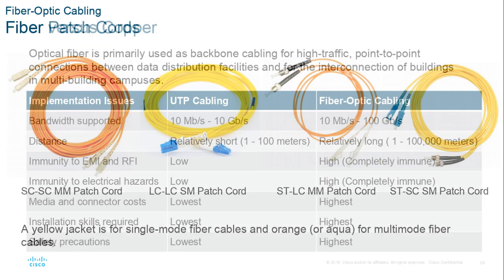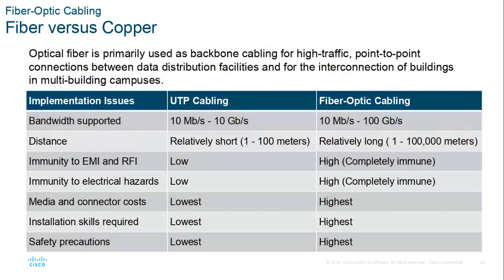So let's compare copper, unshielded twisted pair copper with fiber optic cabling. Unshielded twisted pair cable is good for about 10 megabit, the old standard Ethernet, to about maybe 10 gigabit, depending on what categories. Category 3 cabling, no, that's not going to support gigabit. But category 6, category 7 cabling, yeah, that's going to support 10 gigabit for relatively short distances.